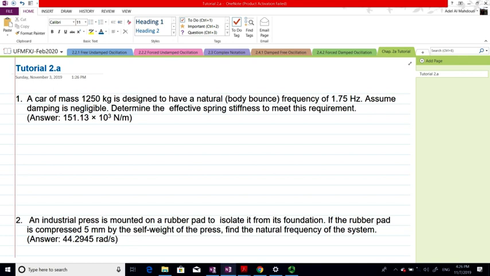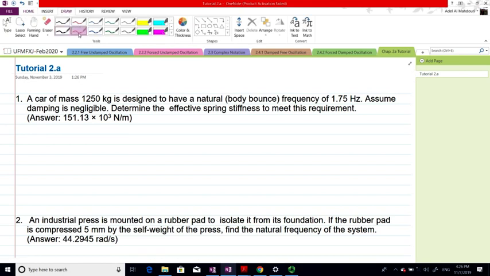The first thing is that they say damping is negligible. What does it mean? The damping is 0, damping force is 0, and the damping coefficient is going to be almost 0. So determine the effective spring stiffness to meet this requirement, okay?